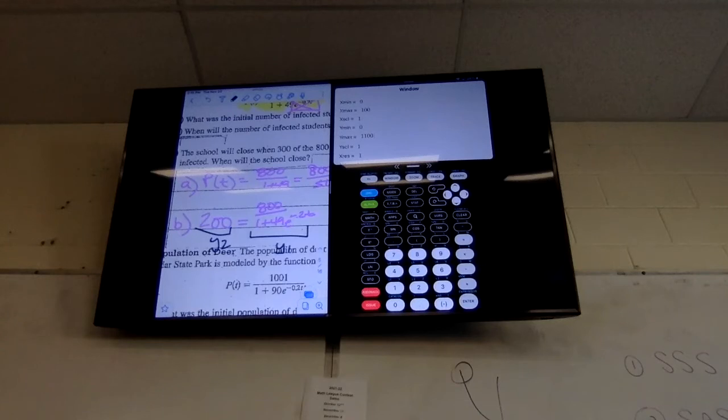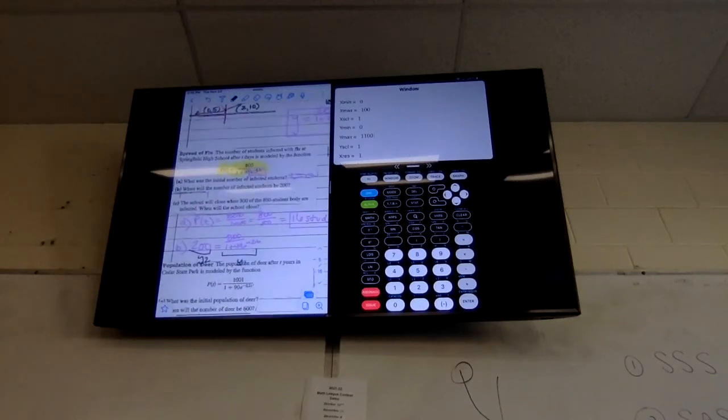What was the horizontal asymptote of this graph? Like what's the highest it can be? 300. Not 300, not 16, 800.